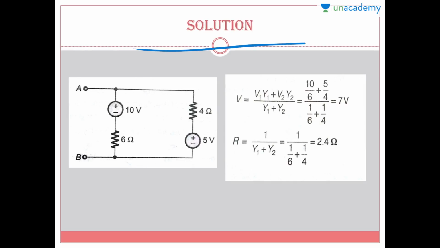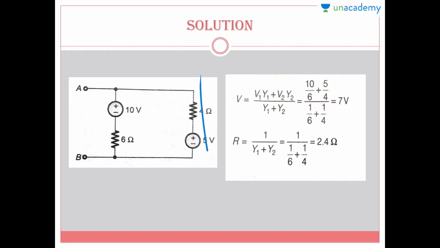So let's apply Millman's theorem in our question. Here we have our question. We have to convert it into a single voltage source and a resistance. In order to find this equivalent voltage, first I'll write V1 voltage multiplied by the conductance. Here I'm showing the conductance with the help of Y1, so it will be 1 upon R. Resistance is 6, so I'll write here 10 multiplied by 1 by 6.